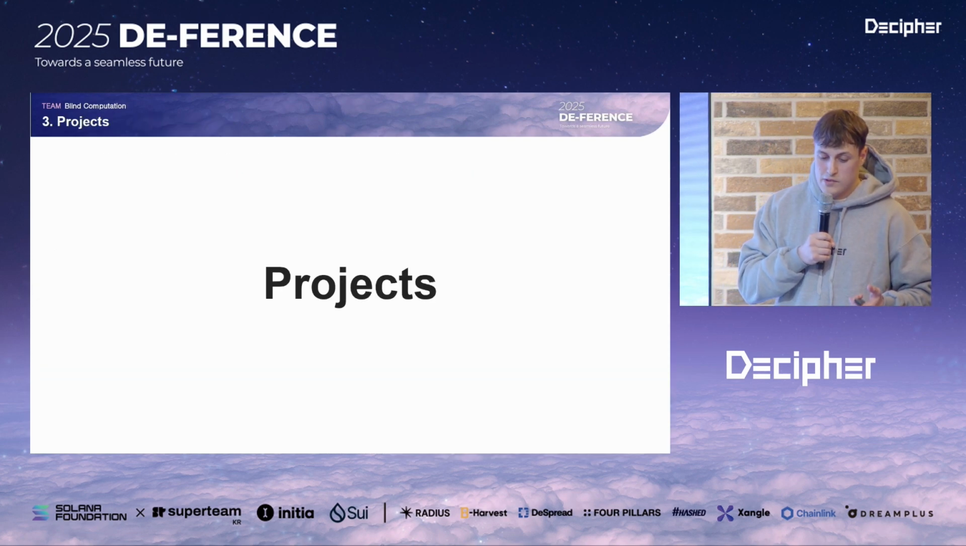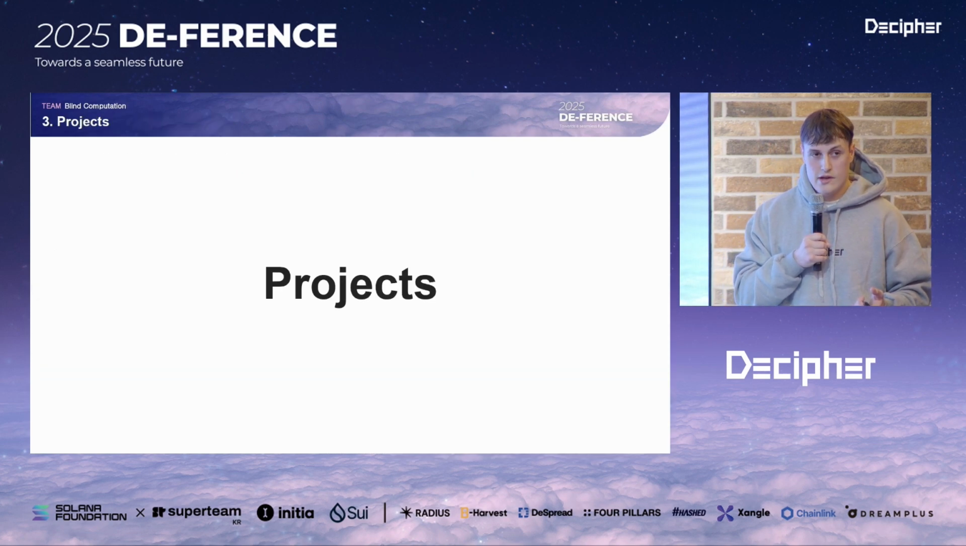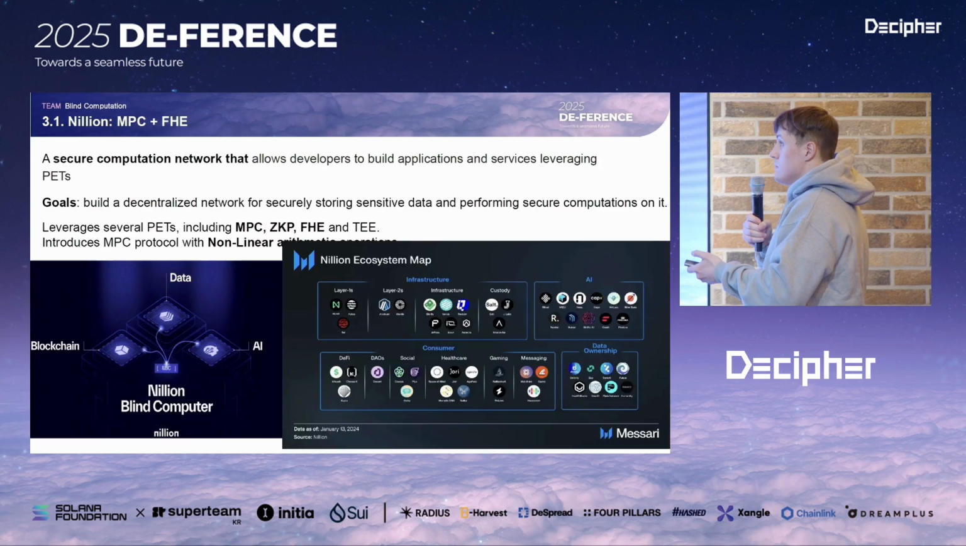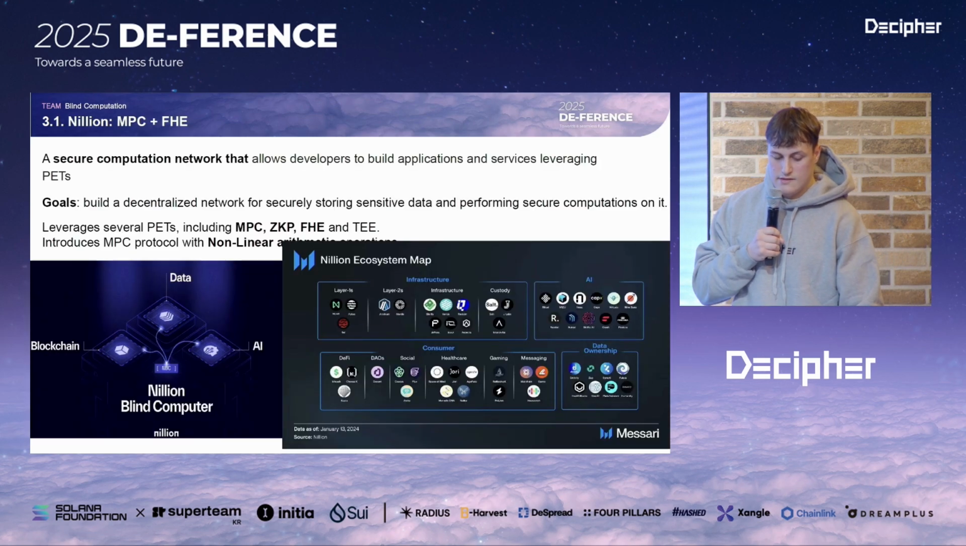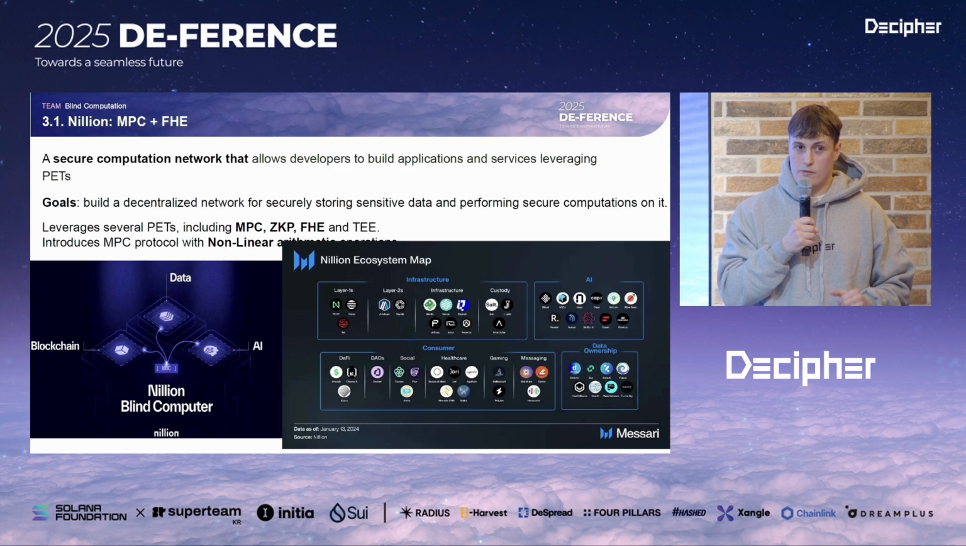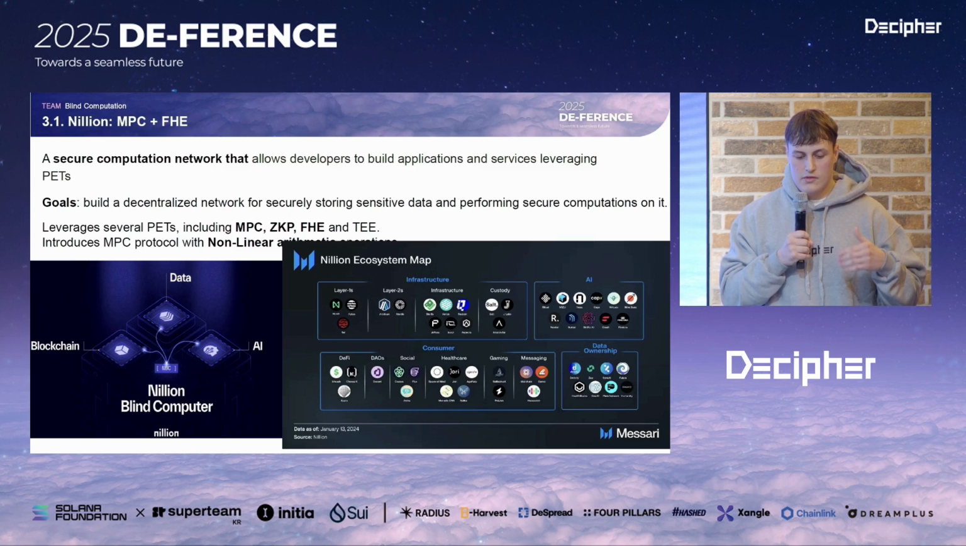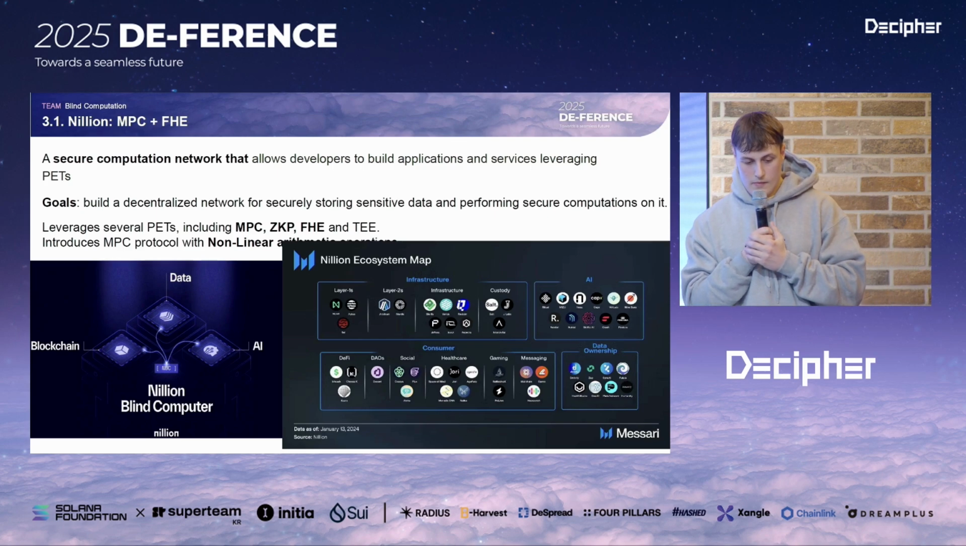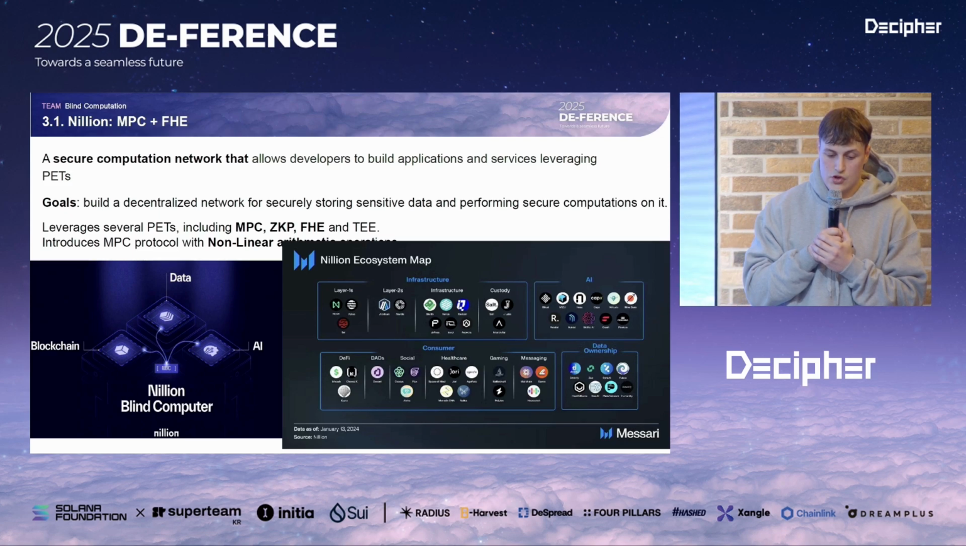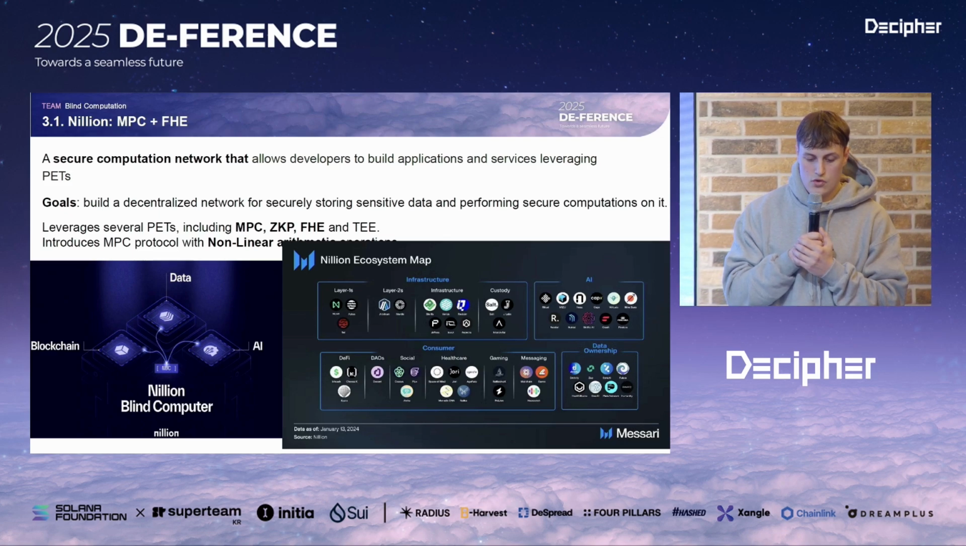Now that we know what blind compute is and what technologies can be used for it, let's talk about projects that are currently building following the notion of blind computation. The first project I'll talk about is Nillion, so-called humanity's first blind computer. It's a computational network that allows developers to build applications and services and protect high-value data by leveraging PETs. The project's goal is to build a decentralized network capable of securely storing sensitive data and performing secure computations on it.